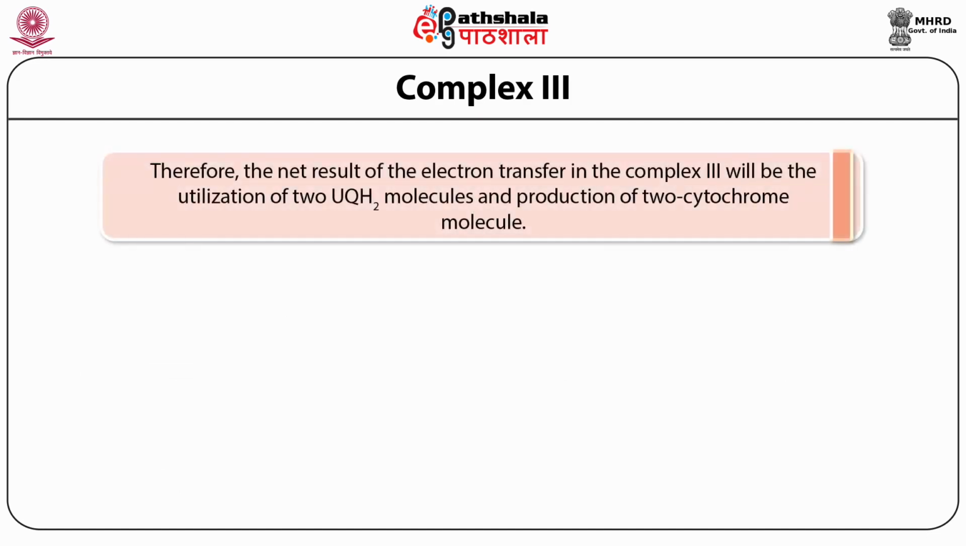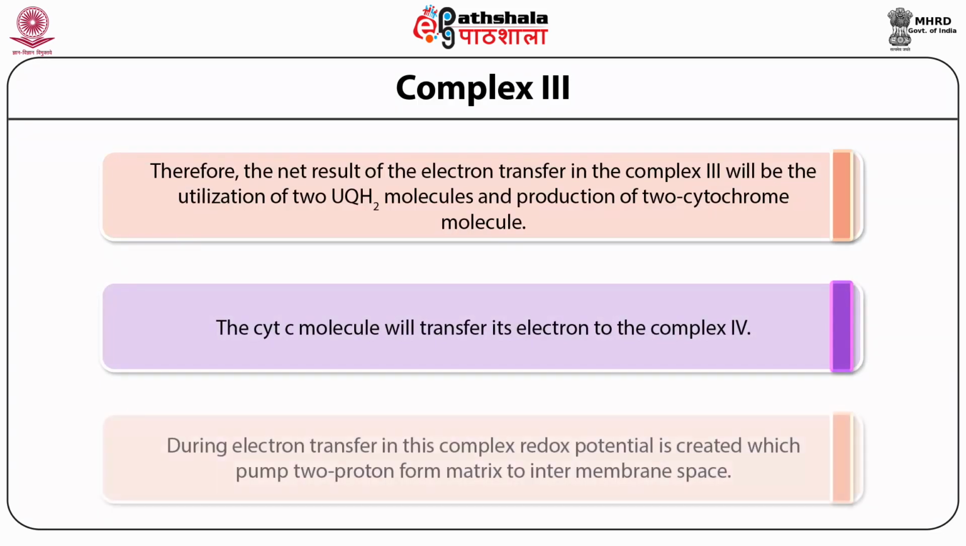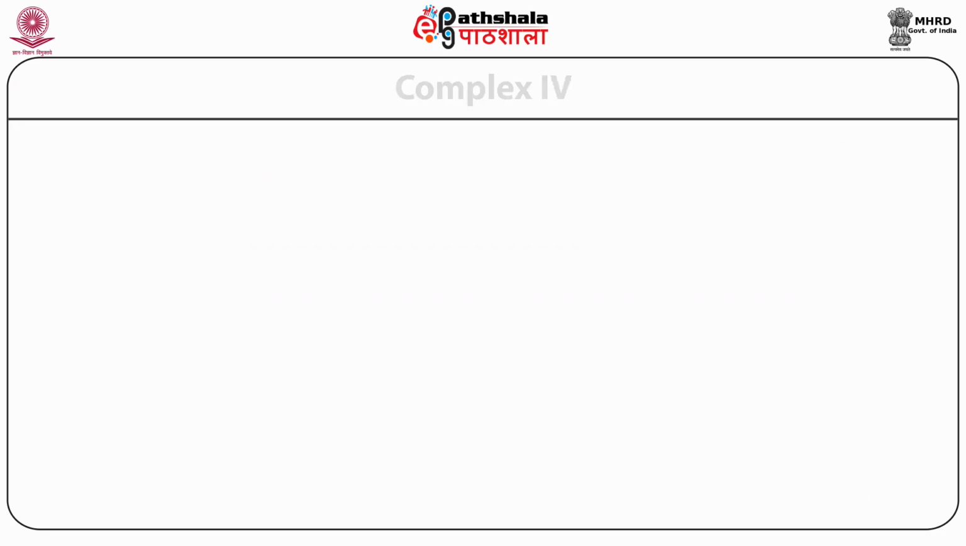Therefore, the net result of electron transfer in complex 3 is the utilization of two reduced ubiquinone molecules and the production of two cytochrome c molecules. The cytochrome c molecule will transfer its electron to complex 4, and during electron transfer in complex 3, the redox potential created pumps two protons from the matrix to the intermembrane space.